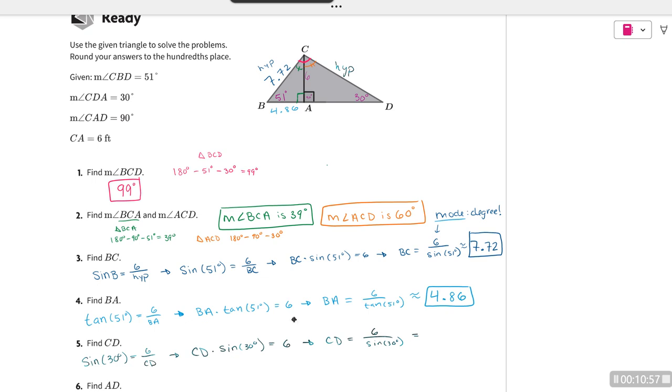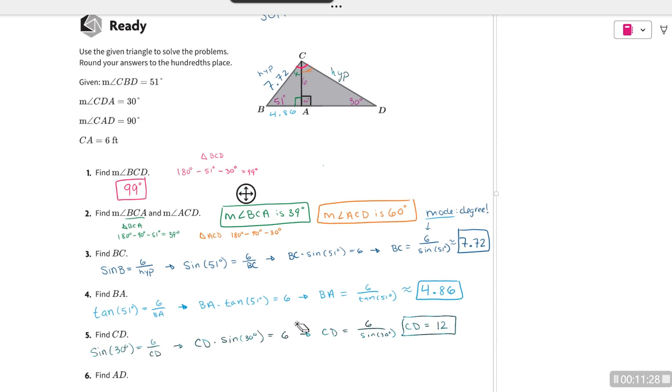So I don't need to round this one because it comes out to a nice exact value when I put it in my calculator. Or again, if you know sine of 30 off the top of your head, because it is a special right triangle. If you don't know it yet, that's one we're going to get real familiar with as we continue working with these angles. But it's 6 over 1/2, or 12. So CD is 12. There we go. Okay, so I'm going to fill that in. CD is 12.